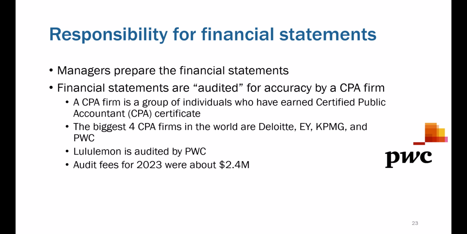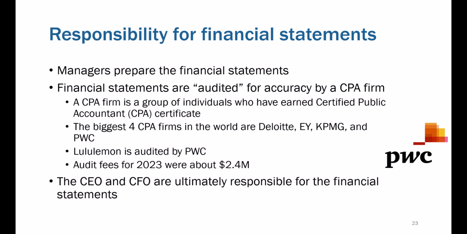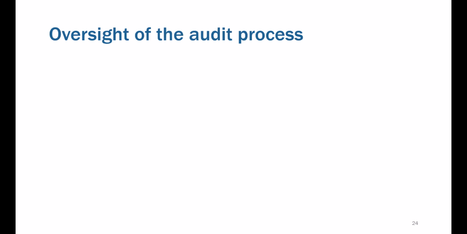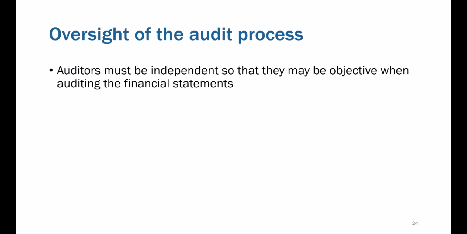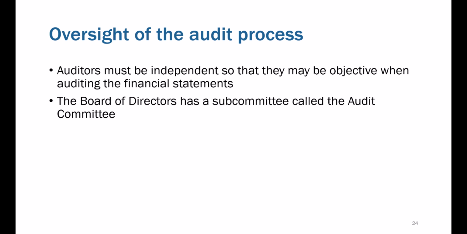Last year they paid $2.4 million to have their financial statements reviewed by PwC under a very structured and organized process so that investors would see that PwC stamp saying these financial statements are accurate and feel confident in investing in Lululemon. The CEO and CFO are ultimately responsible for the financial statements. Now, in the audit process, the auditors have to be independent so that they're objective when auditing the financials. So PwC has to be independent. They can't own stock in Lululemon, as an example.